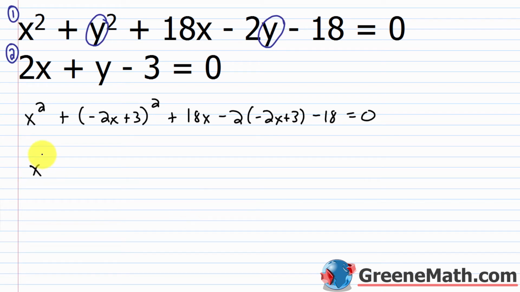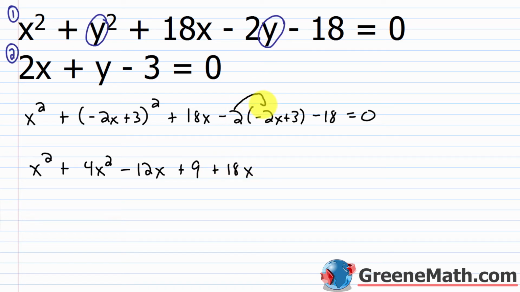So we have x squared plus, if I use my special products formula there, I would square negative 2x, that would be 4x squared. And then I would do 2 times negative 2x times 3. If you think about 2 times negative 2, that's negative 4. Negative 4 times 3 is negative 12. So you'd have negative 12 times x, or minus 12x. And then I'd have 3 squared, which would be 9, so plus 9. Then I have this plus 18x.